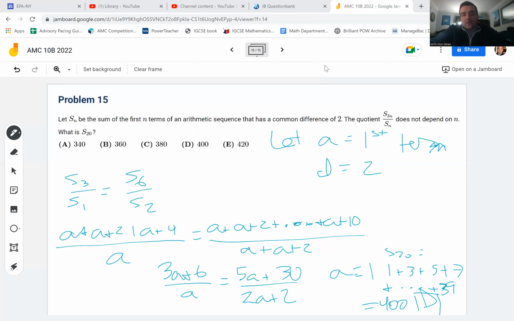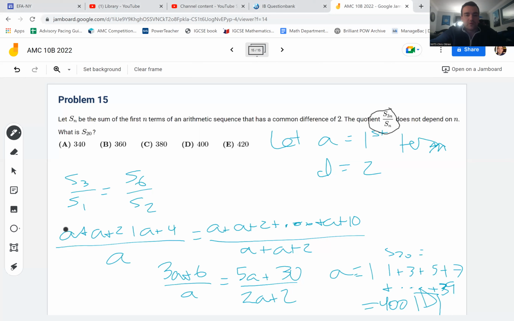So that made me think, well, let's pick a simple case. Let n equal 1, in which case S sub 3 divided by S sub 1, and then let n equal 2, in which case we would have S sub 3 times 2, 6, over S sub 2. These would have to be equal. S sub 3 divided by S sub 1 would have to equal S sub 6 divided by S sub 2, because this is a constant value no matter what n would be equal to.